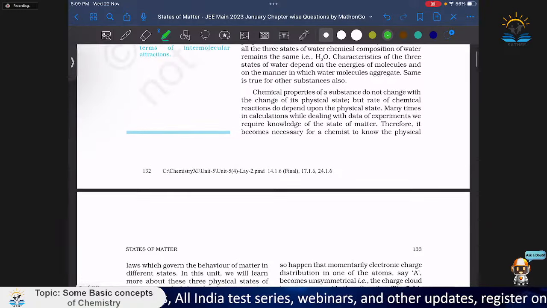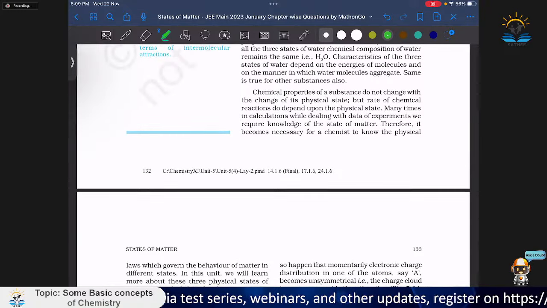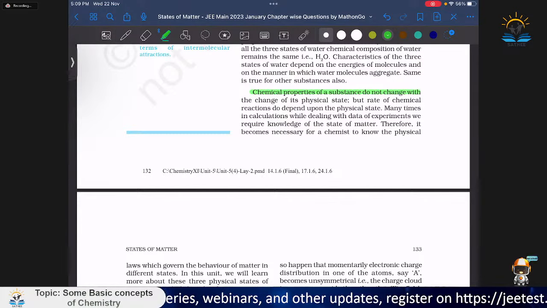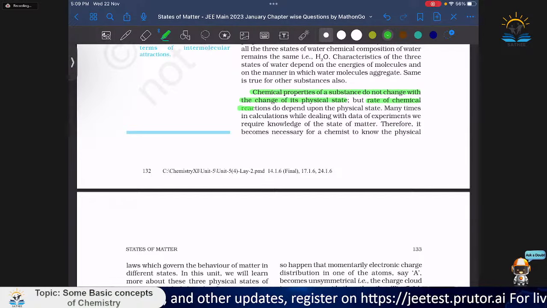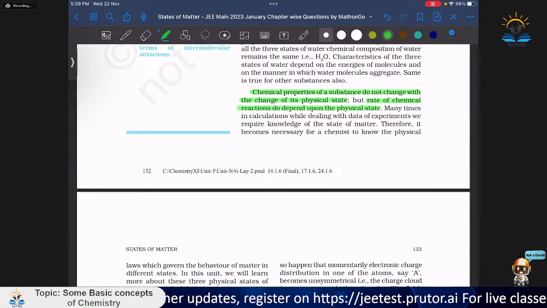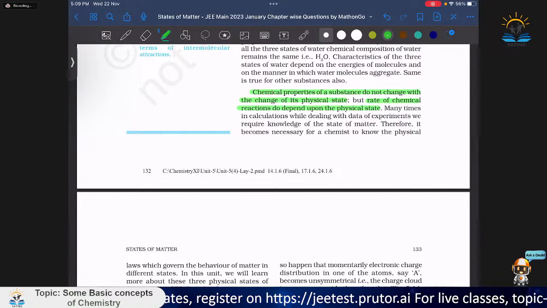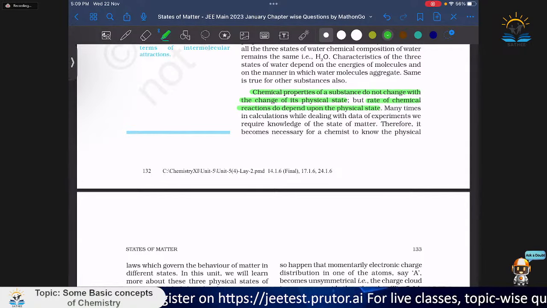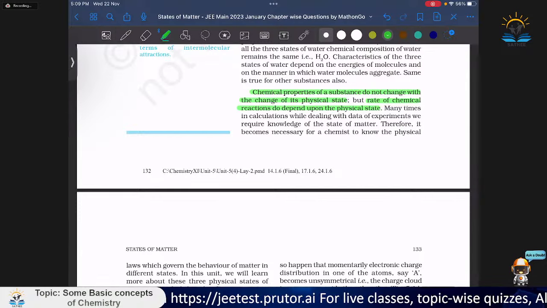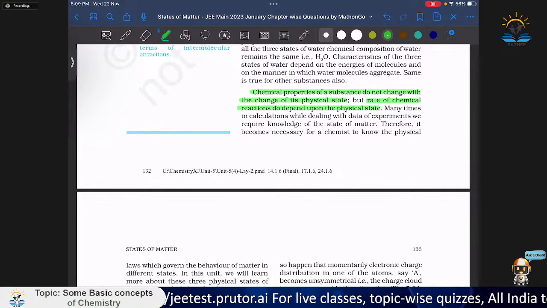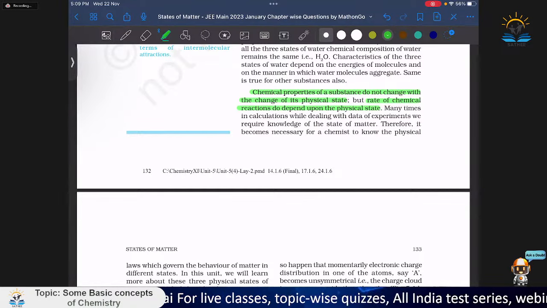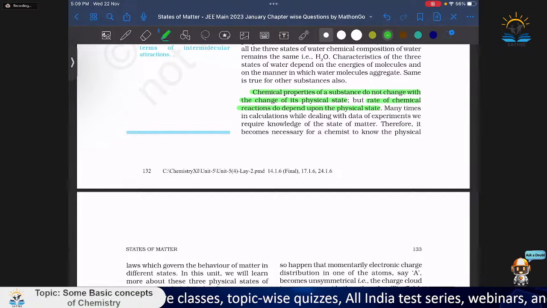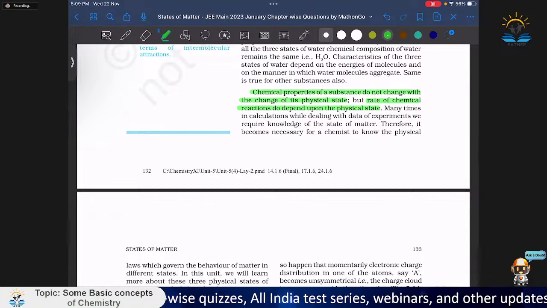Why do we need to study states of matter? Because chemical properties of a substance do not change with the change of its physical state, but the rate of chemical reactions does depend on the physical state. So if water is giving a reaction, it will give the reaction in all three forms: solid, liquid, or gas. That won't change. But the rate of that reaction will depend on the physical state. It might be that in the liquid state the reaction is happening at the fastest rate, but in the gaseous state or in the solid state, it slows down.